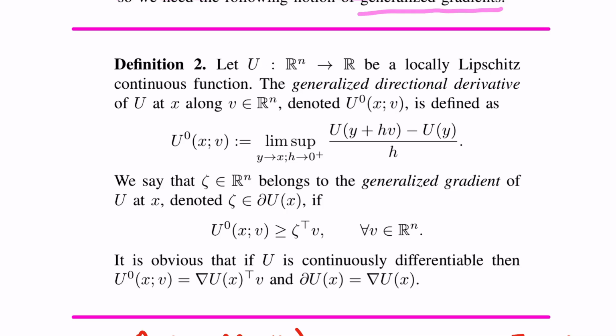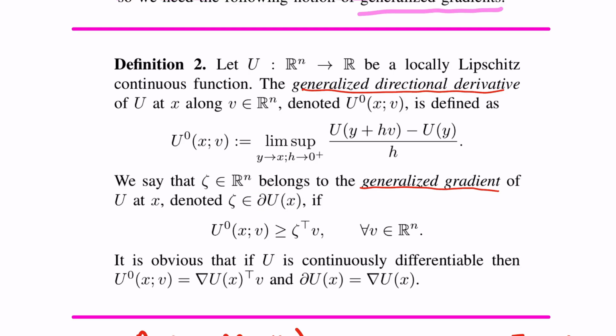This is the generalized directional derivative, and after defining that, we have this zeta, which belongs to the generalized gradient. After computing that, we have this expression, and for all zeta terms, we have subgradients.